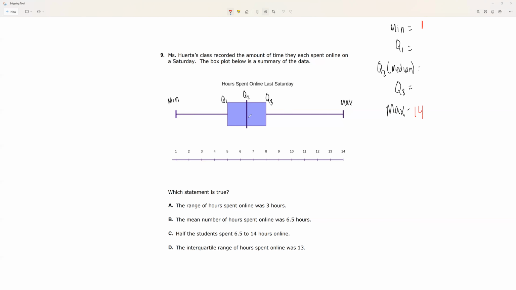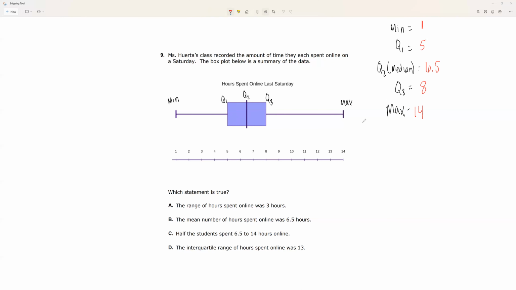My Q2, which is my middle, it's right between 6 and 7. So think about it. What's the middle point between 6 and 7? Right there. Whenever you have a middle between two whole numbers, it's always going to be a halfway mark. So 6.5. My Q1 is 5. And then my Q3 is 8. So I have my 5-number summary.